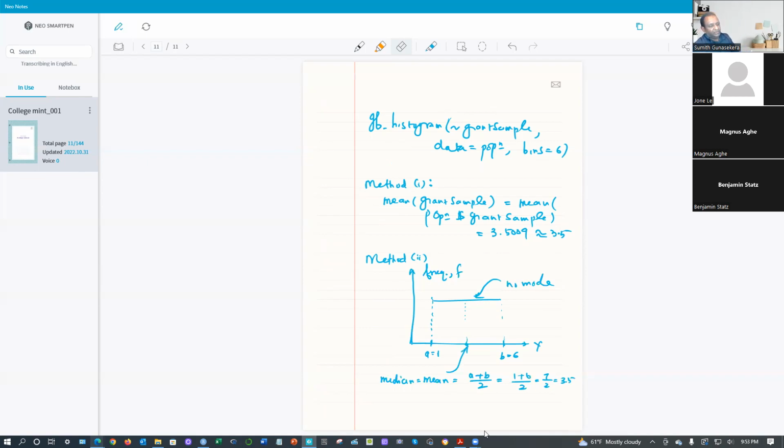With the aid of the uniform distribution properties, the uniform distribution's average is calculated by adding the endpoints, a equals 1 and 6, and then dividing by 2. You get the center.